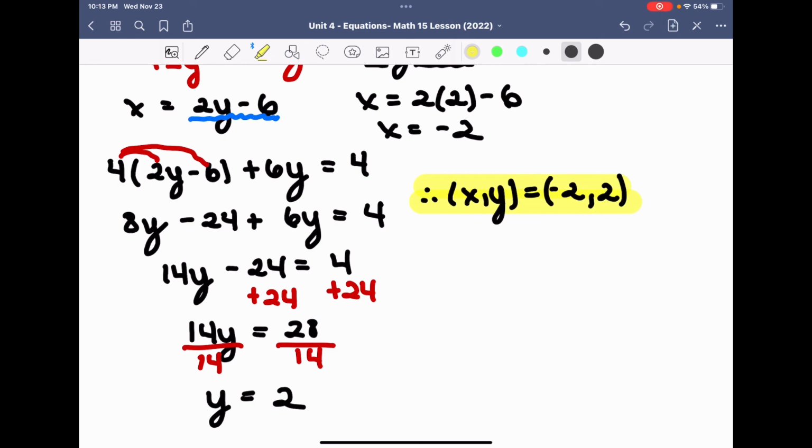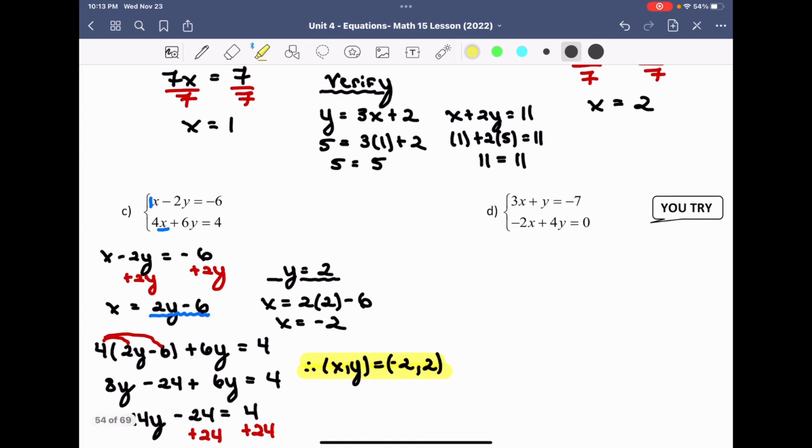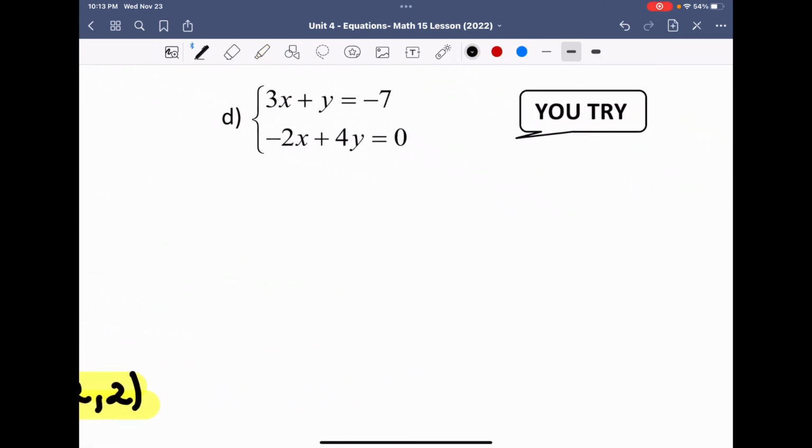Now, what we could do is verify it just like we had in example A. We could take these values, negative 2 and 2 for x and y, and plug them into both equations and show that the left hand equals the right hand for both of these equations. But that would be more of a task for you, to make sure that you're doing these steps correctly. All right, now let's go on to example D, which uses a similar concept as C.